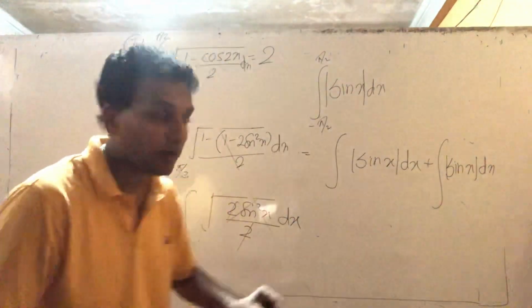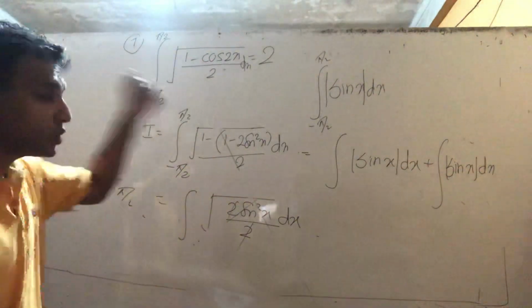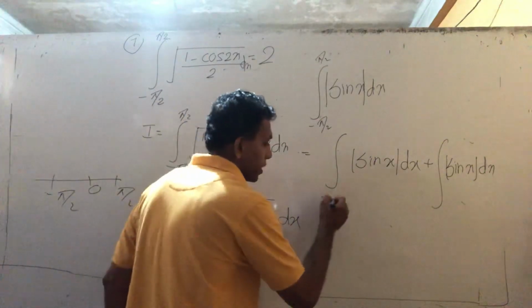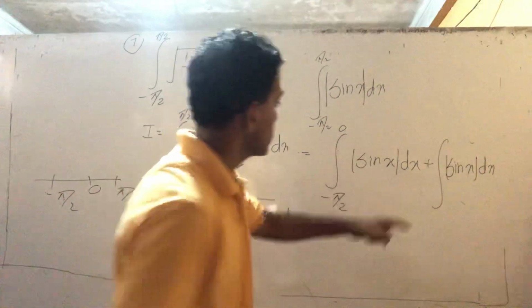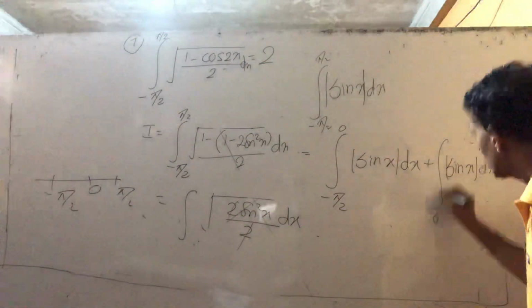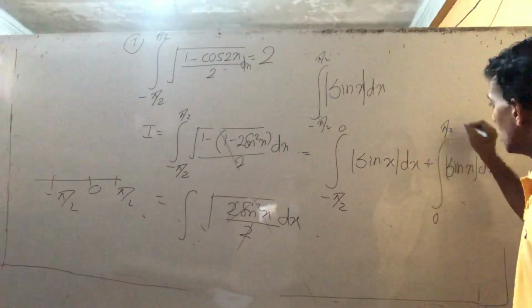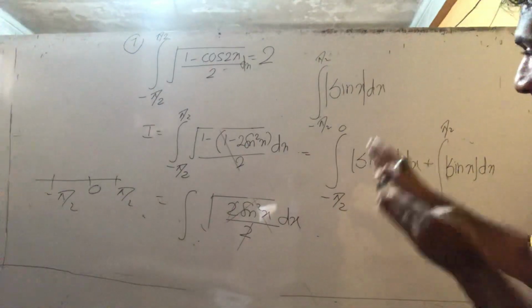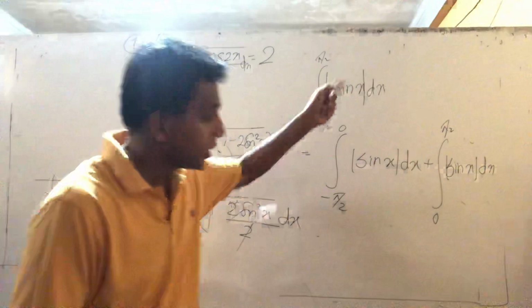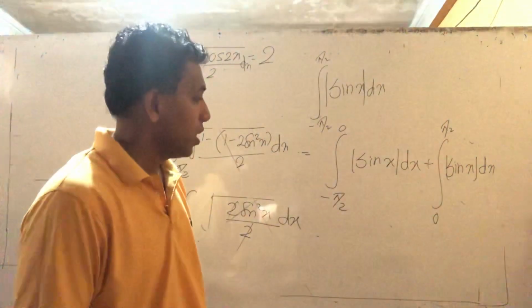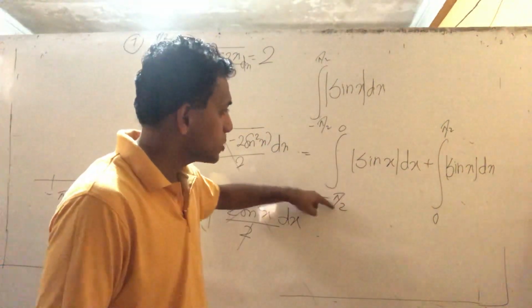So here the easy way: minus pi by 2 to 0, and that side 0 to pi by 2. We divide the given integration 2 times, right? Minus pi by 2 to 0, 0 to pi by 2. What is minus pi by 2 to 0?